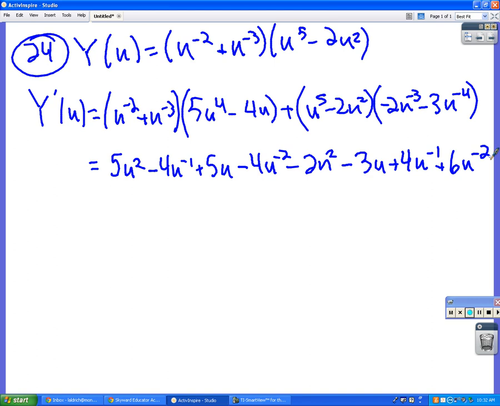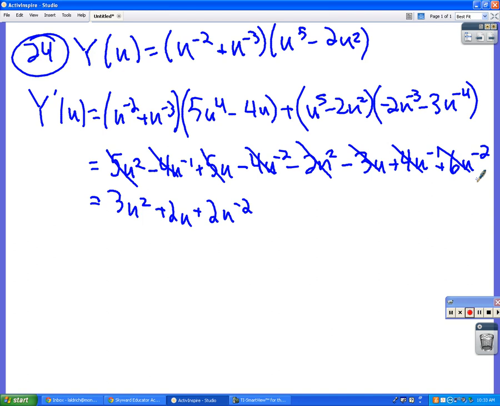Okay? Definitely should have done it the other way. Like I said yesterday, the moral of the story, always simplify first if you can. All right, so the u squareds combine to make 3u squared. The u's combine to make 2u. The u to the negative 1s look like they cancel. And u to the negative 2s will be plus 2u to the negative 2. Okay? So it ends up being that.